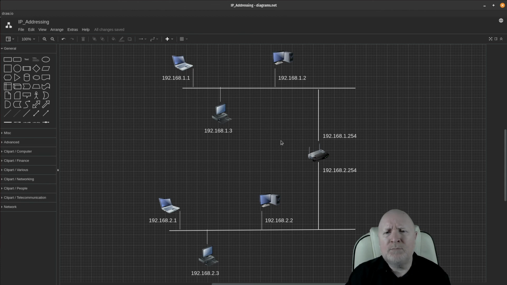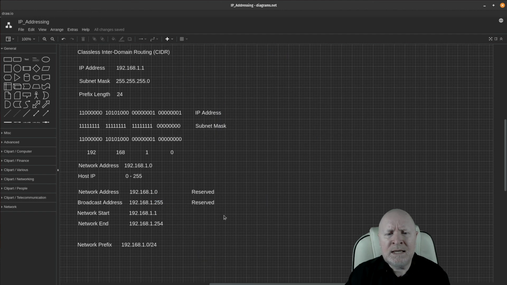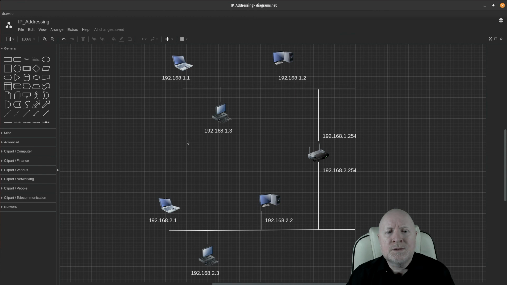Now, there is one IP address I haven't mentioned here, which is this one here, this broadcast address. As I say, the network address doesn't get used, but the broadcast address does. It's a reserved IP address, but it does actually get used. So when this computer knows it wants to talk to this computer, it knows to send the traffic to 192.168.1.3.